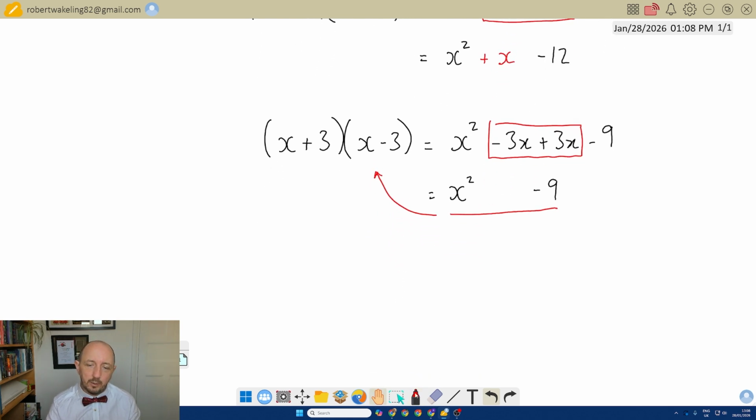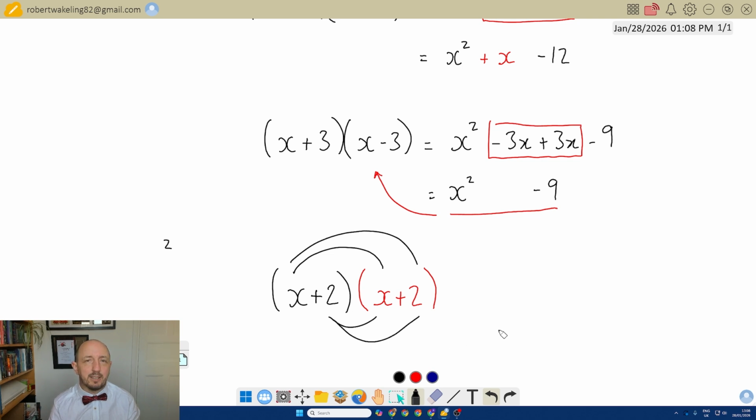And finally, we may have something like this, x plus 2 squared. If you see something like that, the definition of squaring something is to multiply it by itself. So that's what would happen with x plus 2 squared. We would times it by itself. And then we just do our normal expansion like that. So just something to be aware of. If you see that squared, then we just write the bracket a second time and then continue with our expansion.